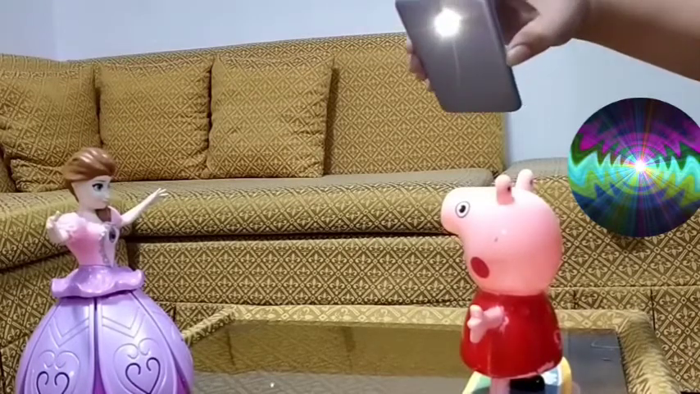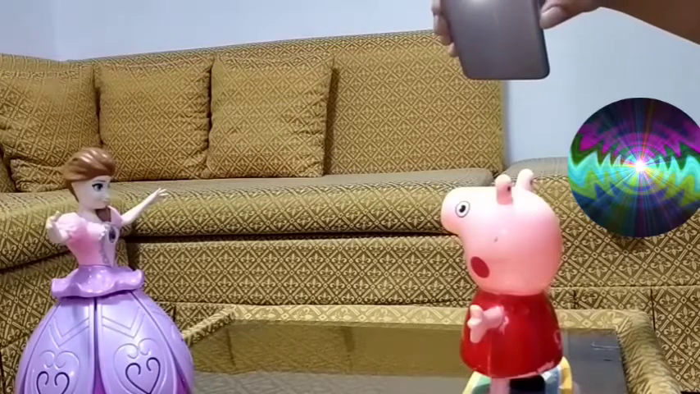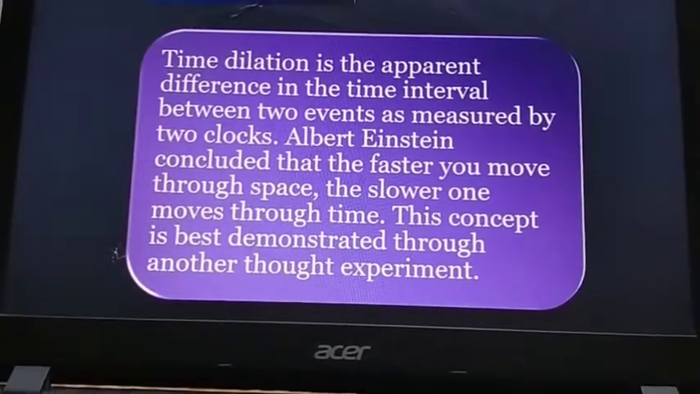Yun po yung tinutukoy ni Albert Einstein sa kanyang theory of simultaneity. Ang nangyayari, para sa observer A, kay Peppa Pig, simultaneous yung light na ma-observe niya na nag-strike dun sa kanyang sasakyan. Pero kay Elsa, hindi simultaneous. Okay?